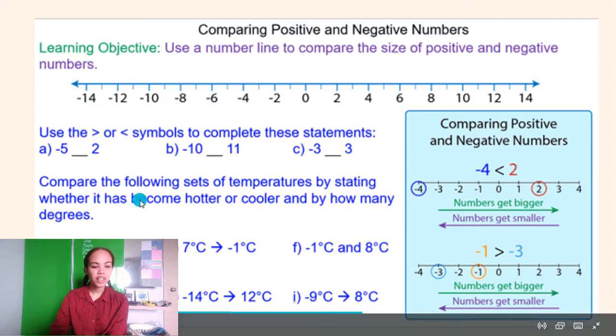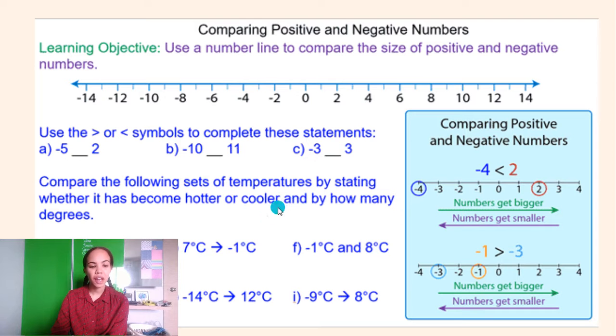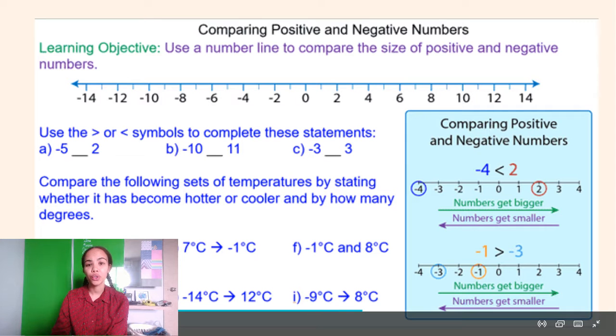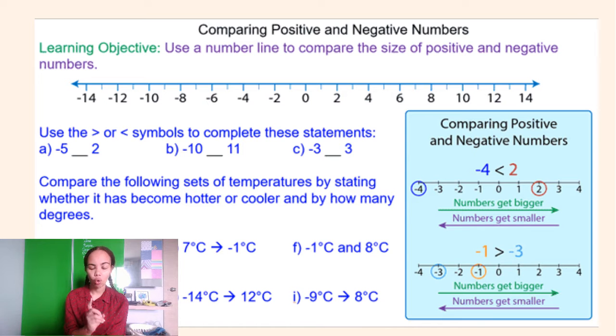And then over here it says compare the following sets of temperatures by stating whether it became hotter or cooler by how many degrees. Okay, so here you need to tell me if it goes from negative 5 to 2. Is it hotter or cooler? Cooler means getting colder. Hotter, the temperature is increasing. Okay, so for D to I, just write, is it hotter, or is it cooler? You don't have to say by how much just yet.